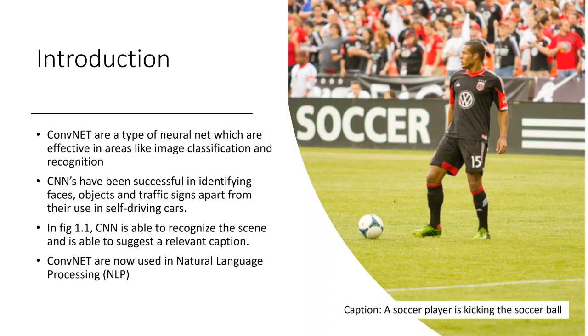As you can see from the image, a soccer player is playing with a ball. We know this, but how does our network know? It seems like magic, but it's all just code. Our CNN is trained rigorously and thus gives us the correct caption. CNNs are also being used in natural language processing. The purpose of this video is to explain how CNN works with images.